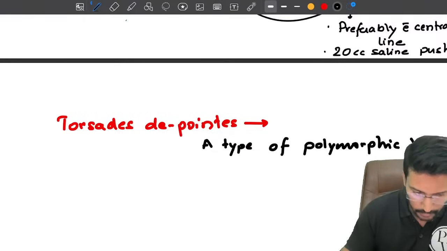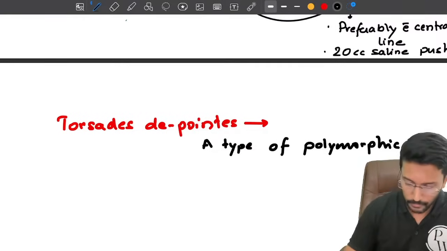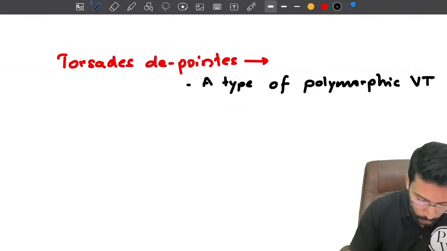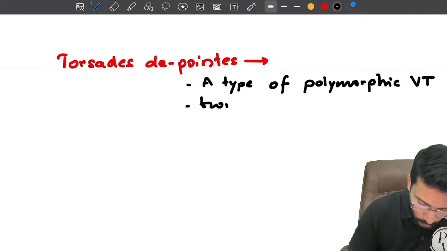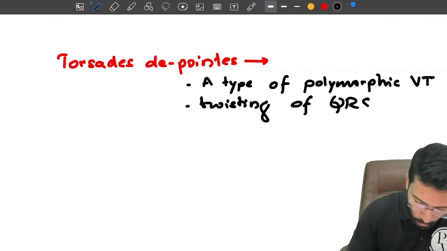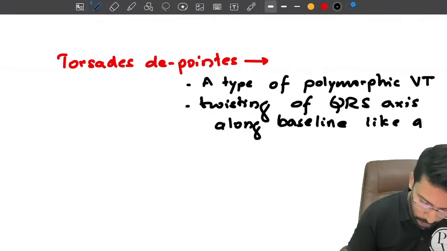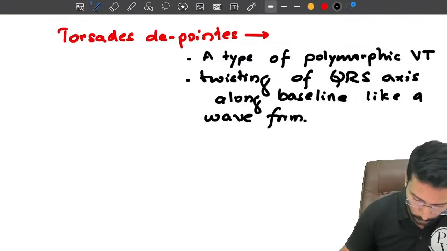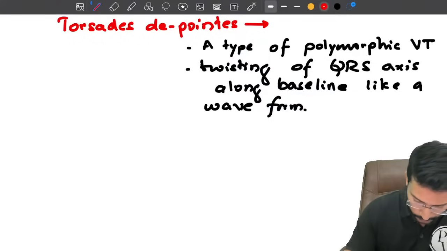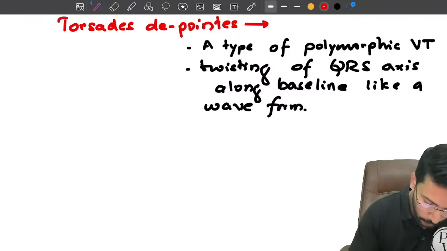It's a type of polymorphic VT where you will have twisting of the QRS axis along the baseline like a waveform. Okay. Now remember, when I say like a waveform, what does that mean?